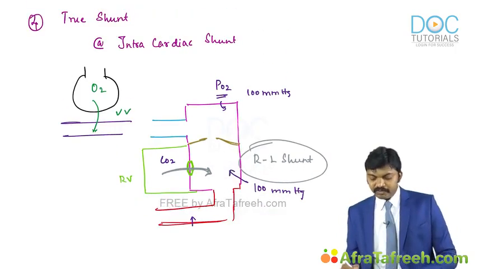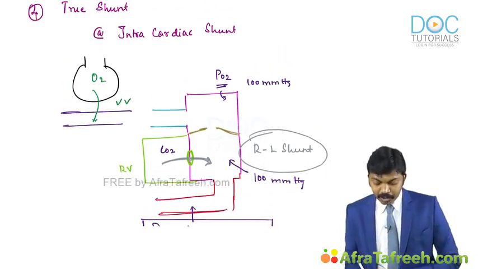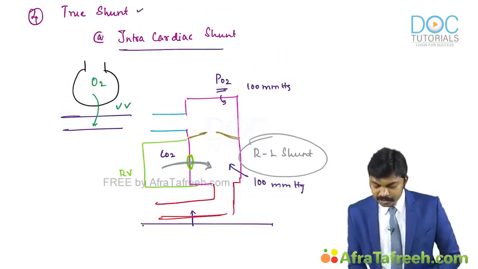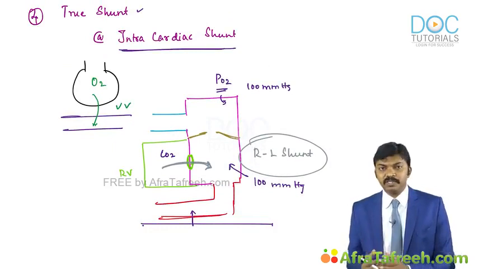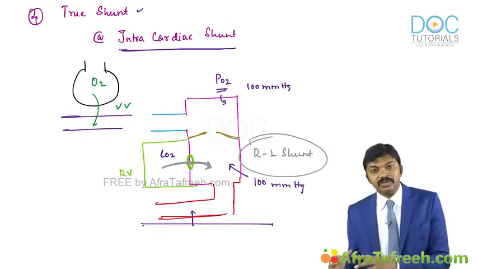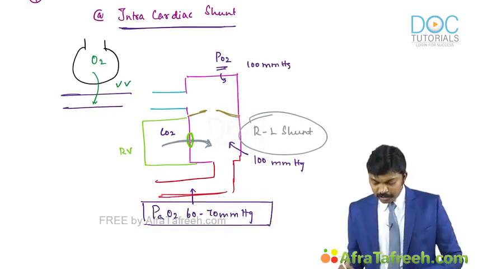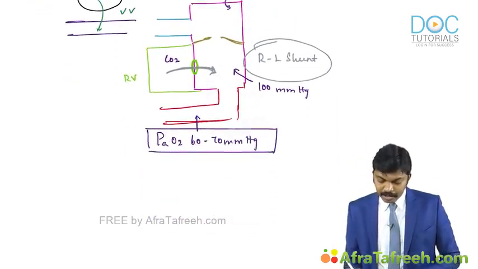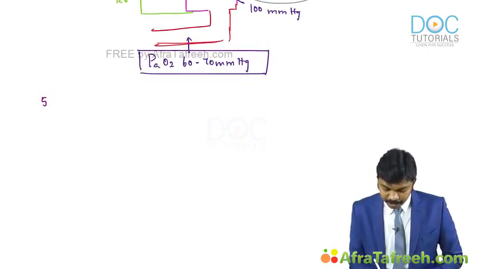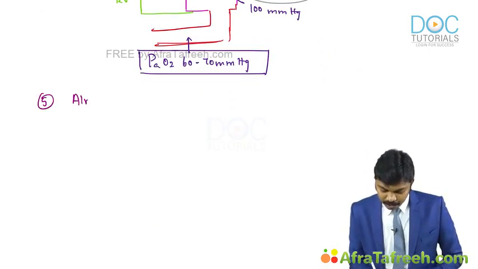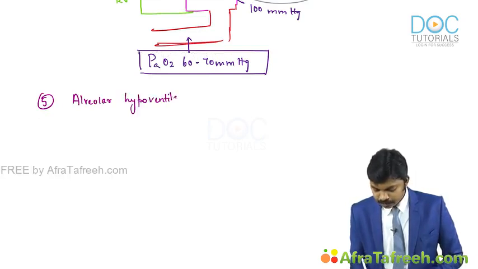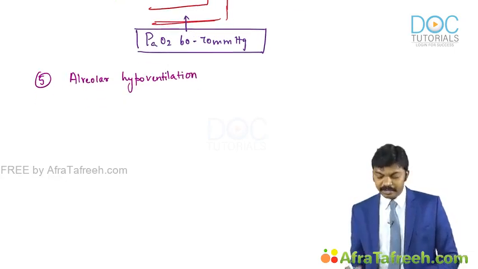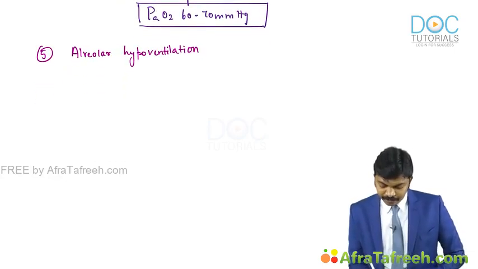This kind of hypoxemia because of true shunting is called intracardiac shunting, and because of this hypoxemia, tissues also will suffer because of hypoxia. So, together, doctors, this is another reason for hypoxemic hypoxia. And the last point in hypoxemic hypoxia is alveolar hypoventilation, where you do have neuromuscular failure.